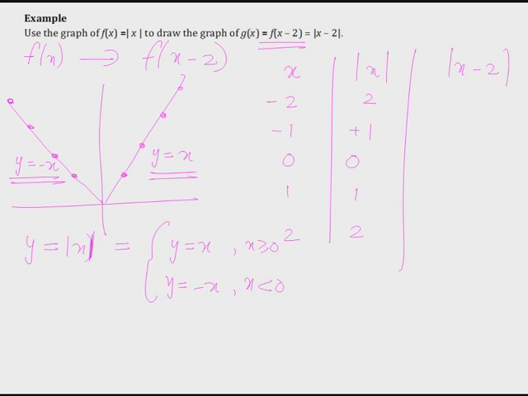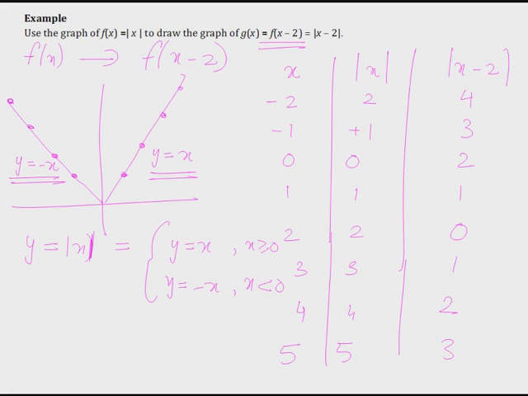So when x is minus 2, I get 4. When x is minus 1, I get 3. When x is 0, I get 2. When x is 1, I get 1. When x is 2, I get 0. Let's take a few more values. 3, 4, 5. I'll get 1, 2, 3.